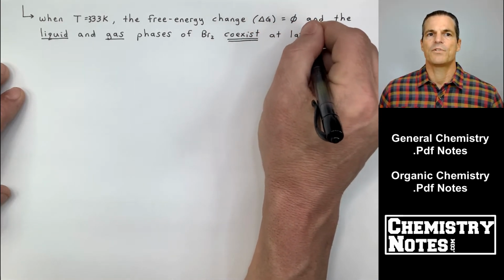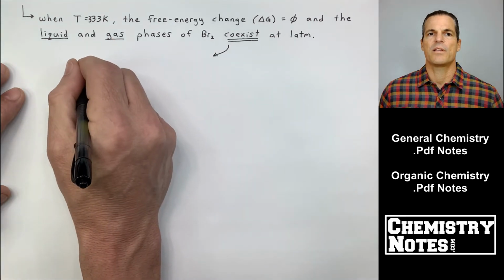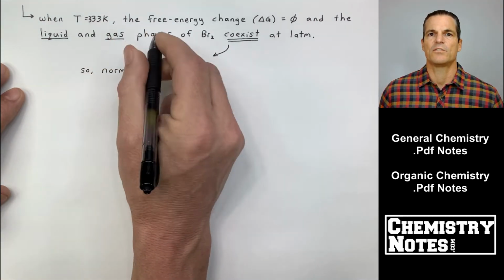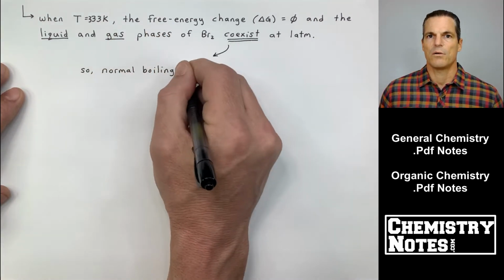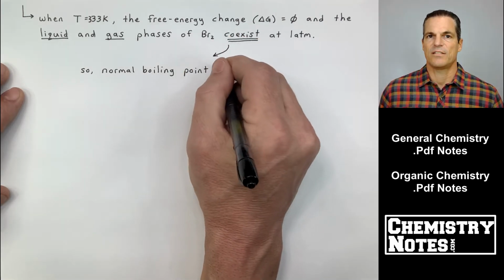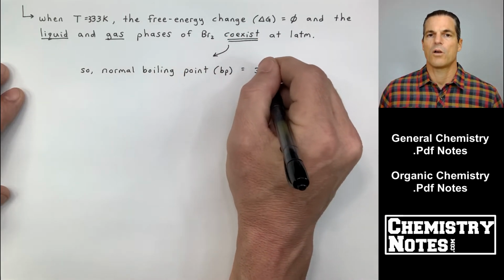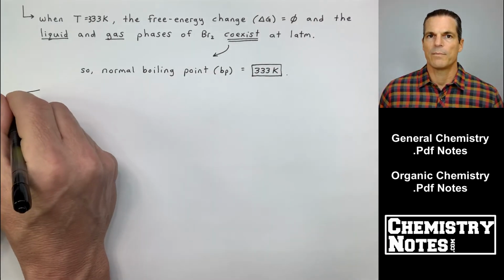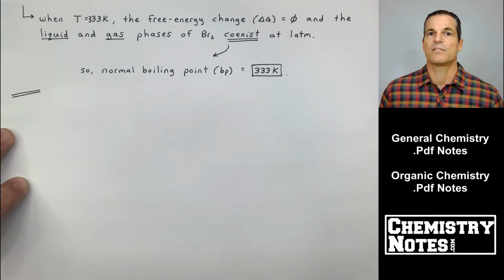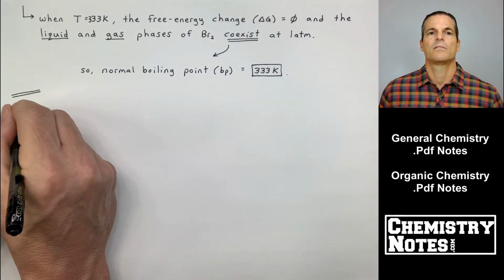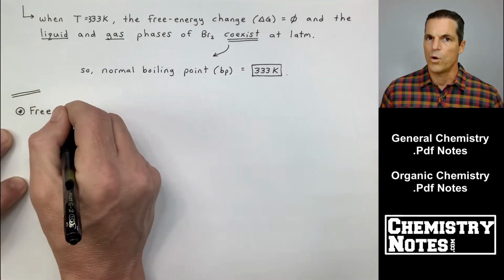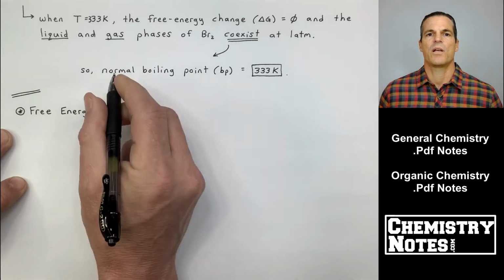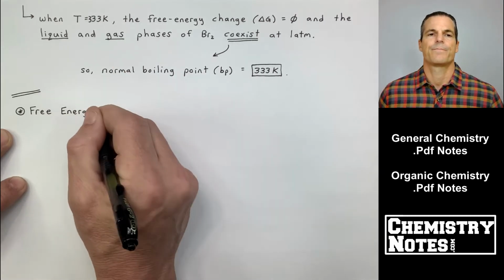When temperature equals 333 Kelvin, the free energy change, delta G, equals 0, and the liquid and gas phases of Br2 coexist at 1 atm. Well, that's what boiling point is, right? When the liquid and gas phases are coexisting. So the normal boiling point, because we're at 1 atm pressure, is 333 Kelvin.